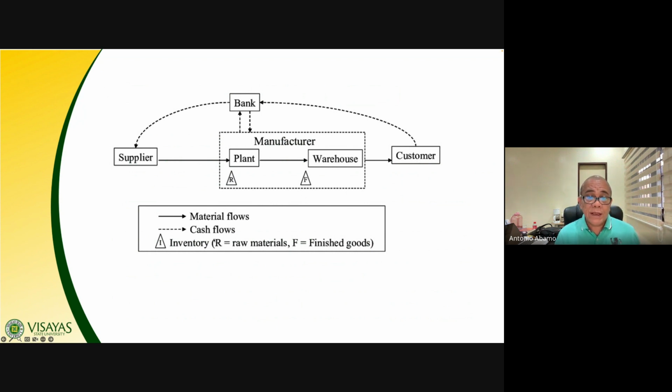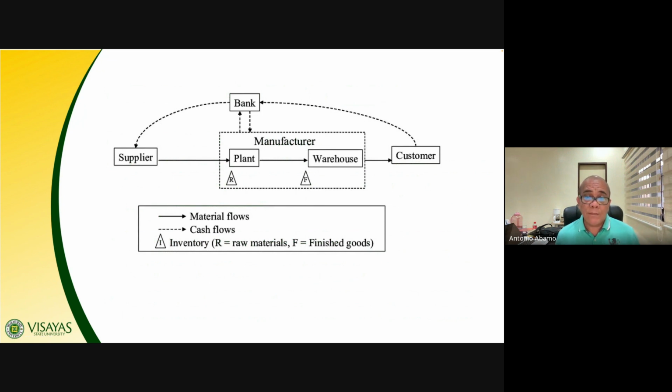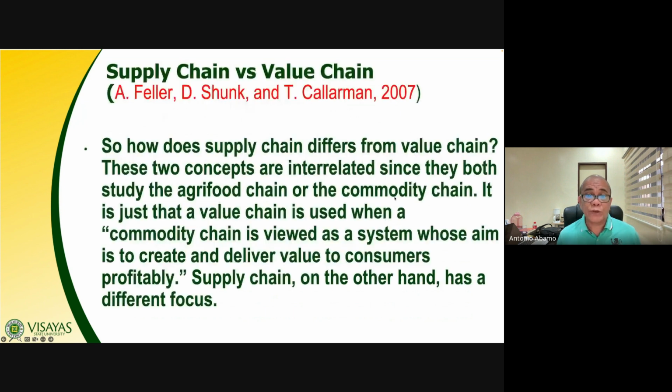So you will notice that the cash flows are represented by a broken line, and the material flows are represented by this bold line. So the arrow is really pointing up to the level of the customer. Now, given this initial definition, what is the difference between supply chain and the value chain? Okay. Now, how does supply chain differ from a value chain?